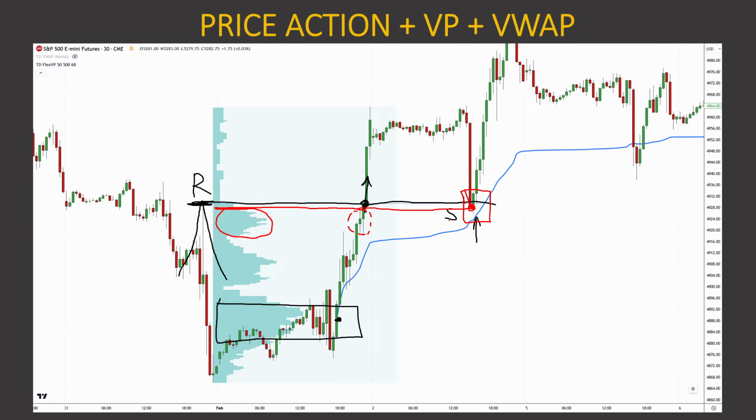All pointing to this place. And that's the combo. That's what it's telling you. It's shouting at you to go long from there.